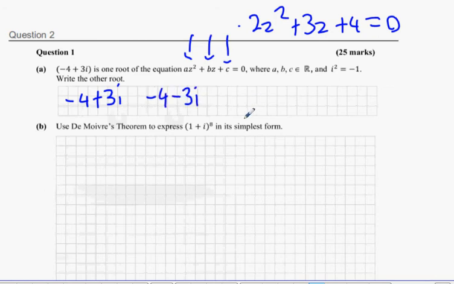I'm going to take this question one step further if you don't mind. I'm going to find out what A, B and C are. It doesn't ask you to do it, but I want to do it just to show you how it's done. So here's what we're going to do. This is the conjugate. Remember this thing here? Z squared minus the sum times z plus the product equals 0. Is that okay?